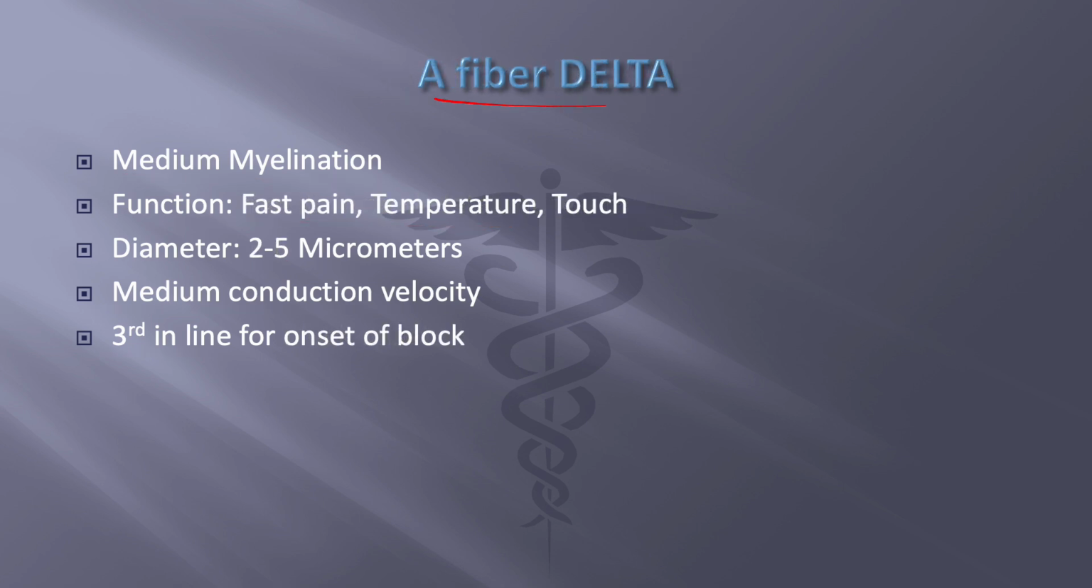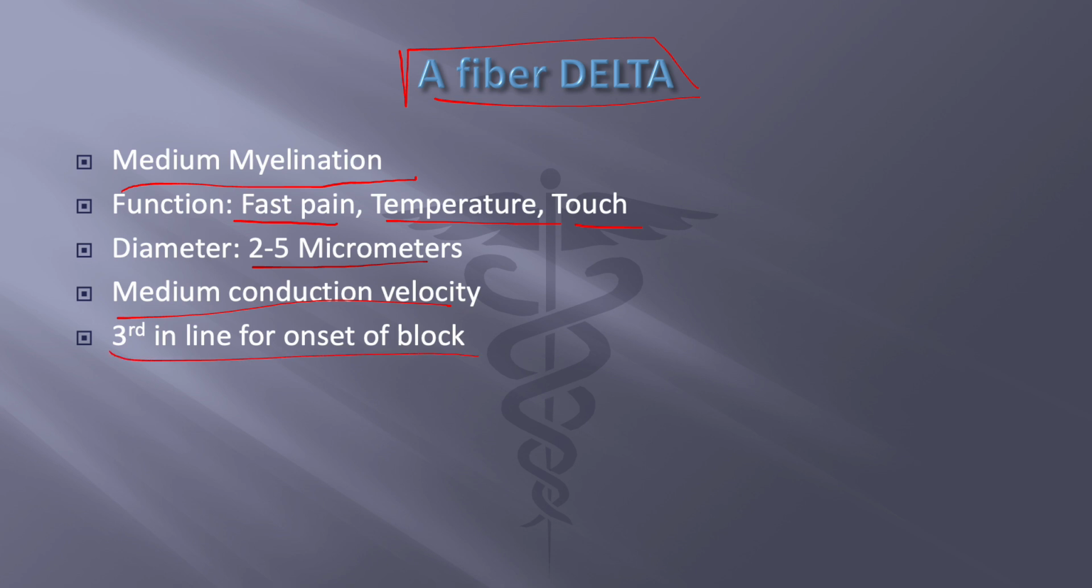Now A delta fibers. We've studied these before in our opioid lecture. They're medium myelinated. Their function is fast pain, temperature, and touch. All right, these were the acute pain fibers. That's atrocious, can't even read it. But quick, sharp pain is what these control. 2 to 5 micrometers. They have a medium conduction velocity and they're third in line for the block.